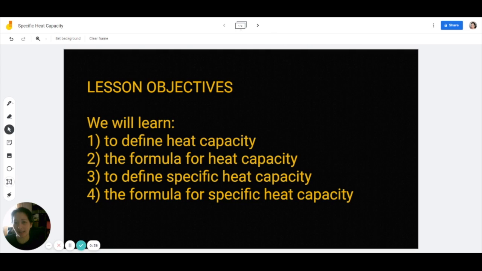So by the end of this lesson, we should be able to define heat capacity as well as state its formula. And the same thing for specific heat capacity, its definition and its formula. And let's get started.